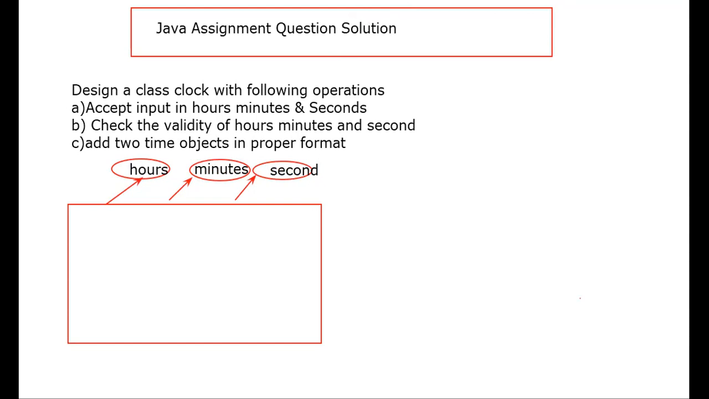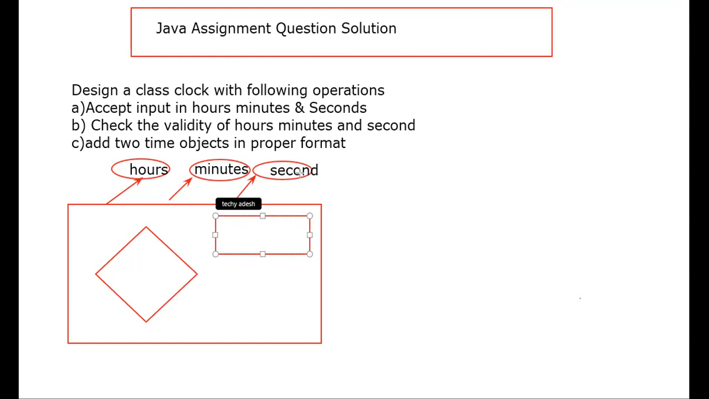Now we can create a constructor to initialize these values: hours, minutes, and seconds. As you know, the constructor is called automatically. And there is another function which checks whether these hours, minutes, and seconds are valid or not.